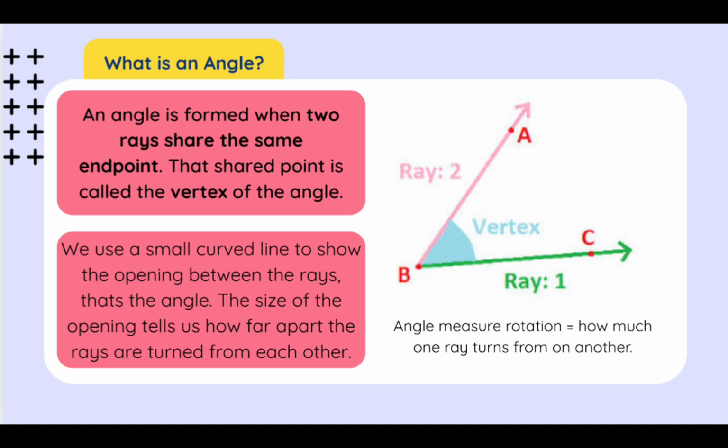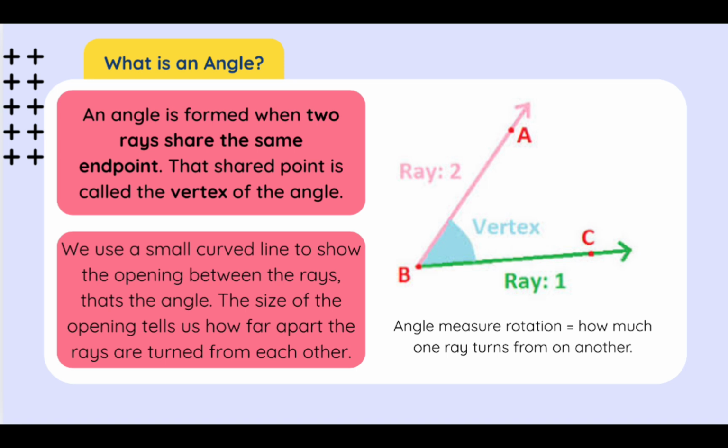What is an angle? An angle is formed when two rays have a common endpoint called the vertex. In the image shown on the board, the vertex of the angle is point B, right where that little blue area is, in between the pink line and the gray line. You can think of it like this. One ray stays still and the other rotates around the vertex. We use small curved lines to show the opening between the rays. That's the angle. The size of the opening tells us how far apart the rays are from each other.